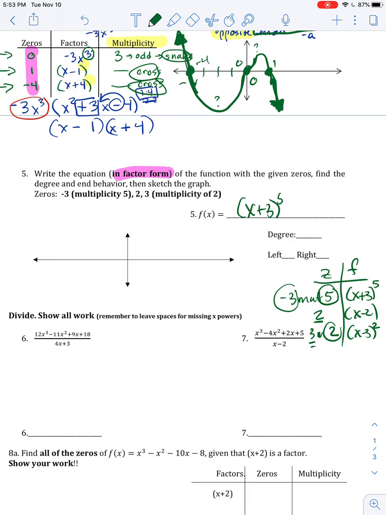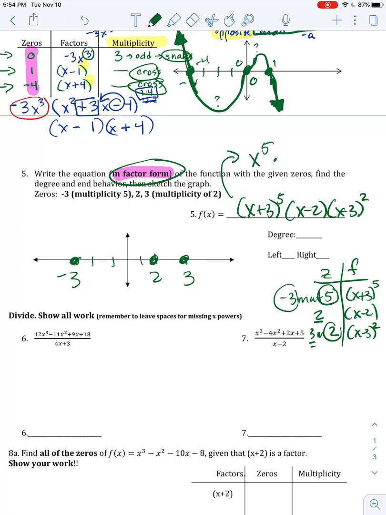So my function is going to be f of x equals x plus 3 to the 5th times x minus 2 times x minus 3 to the 2nd. So I'm just listing it in factor form. I leave it just like that. Okay, this graph implies that I'm supposed to graph it. So I know that I have a 0 at negative 3 because they told me, at 2 because they told me, and at 3 because they told me.